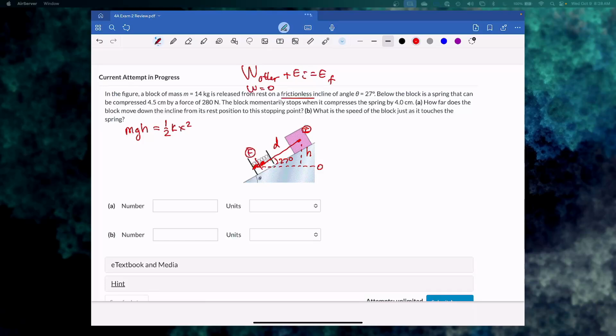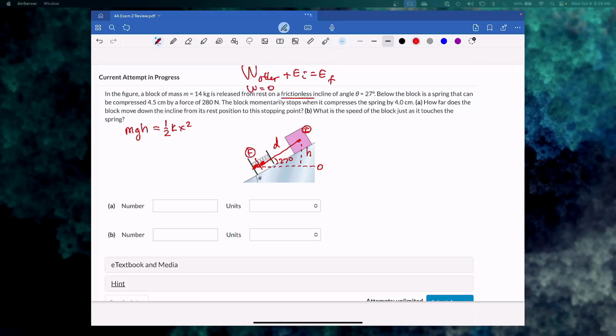Okay. How far does the block move to the stopping point? That can be compressed that far by that. Okay, they're giving me a compression distance and a force. Okay, so do I know M? Do I know the mass of the block? Yeah. Do I know what planet I'm on? Yes. Do I know the height? I can find it. Sort of. Yeah, like I'm looking for D, right?